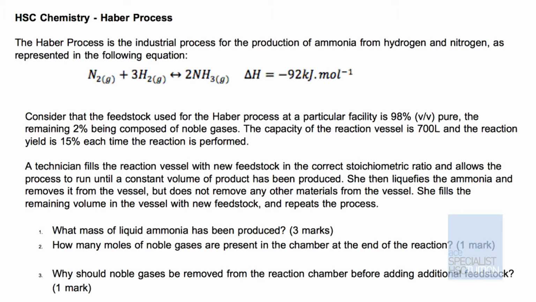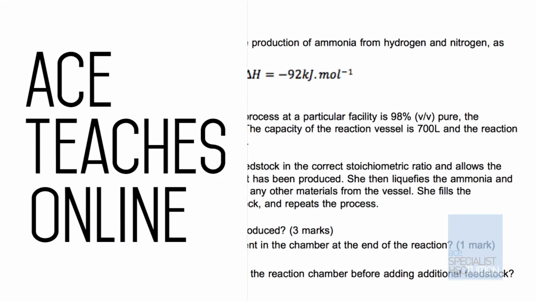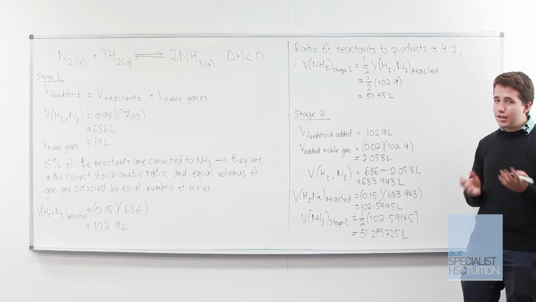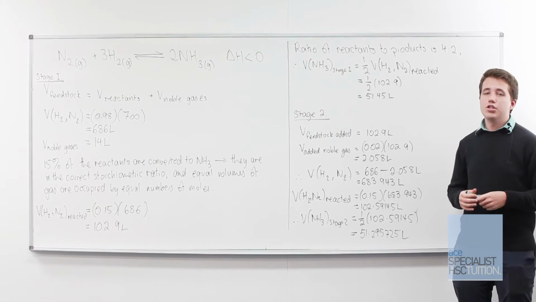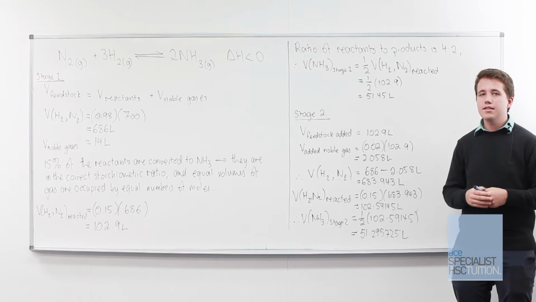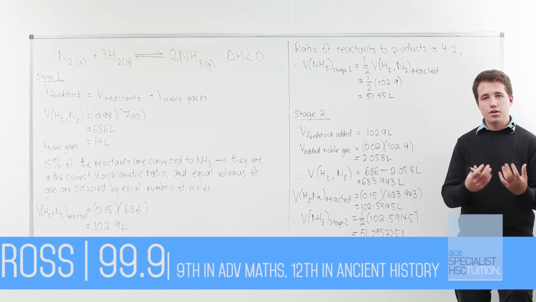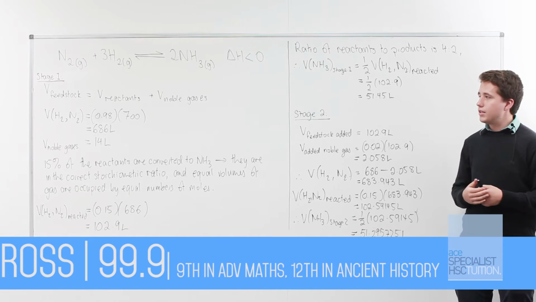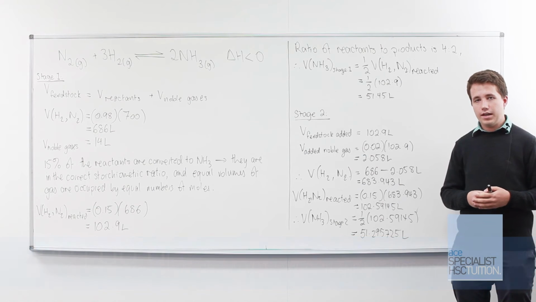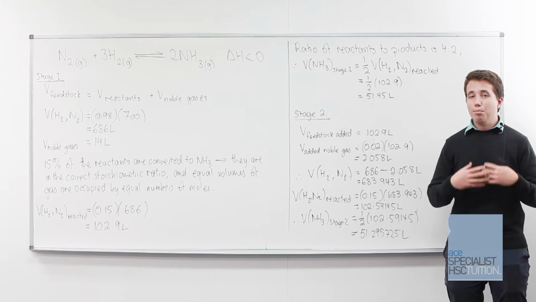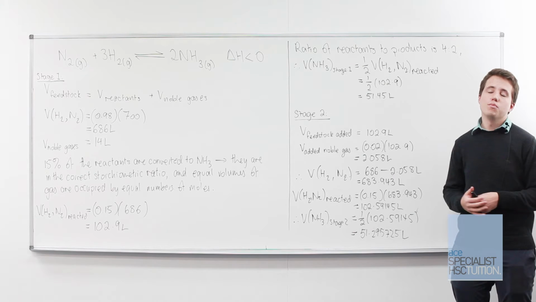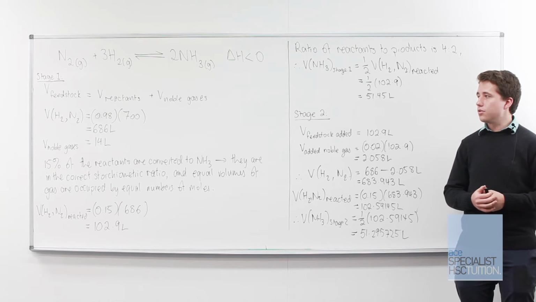They perform the reaction until the equilibrium point is reached, remove the ammonia product, and then add any extra feedstock to the space that's remaining in the vessel and perform the reaction again. So in this question, we've got to think about two different stages of processing. The chemist first applies her feedstock to the reaction vessel and is going to get an output of ammonia at the end. She then is going to add more feedstock to the vessel and produce more ammonia. So we have to think about those two cases.